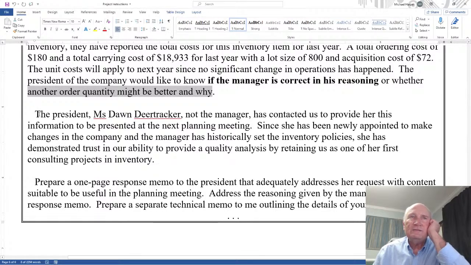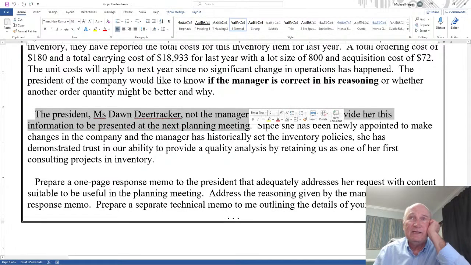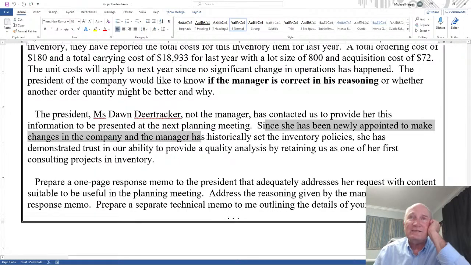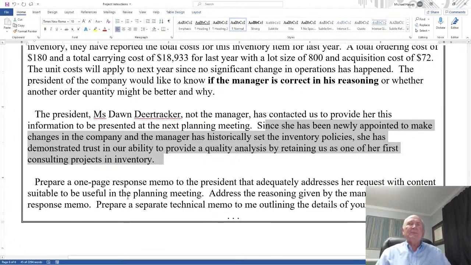Okay? Now, the president, Ms. Dawn Deertracker, not the manager, has contacted us to provide her this information to be presented at the next planning meeting. Since she has been newly appointed to make changes in the company and the manager has historically set the inventory policies, she has demonstrated trust in our ability to provide a quality analysis by retaining us as one of her first consulting projects. Now, the reason I put this in here is, first of all, she's newly appointed. The manager has historically been doing this. She is trusting us with her first consulting project. So we want to make sure we do this correctly and do it well.